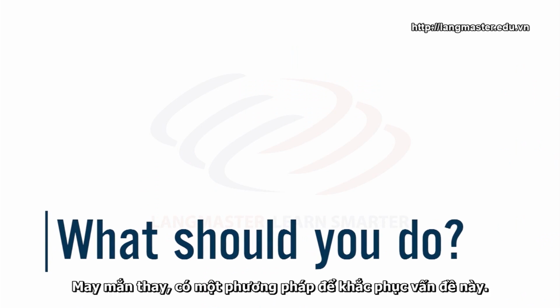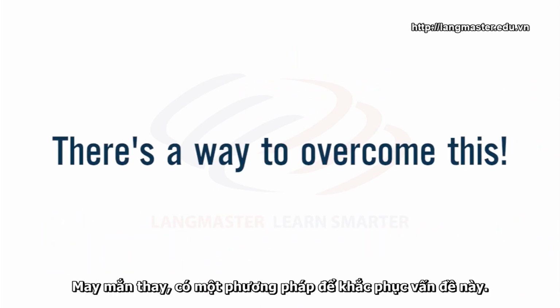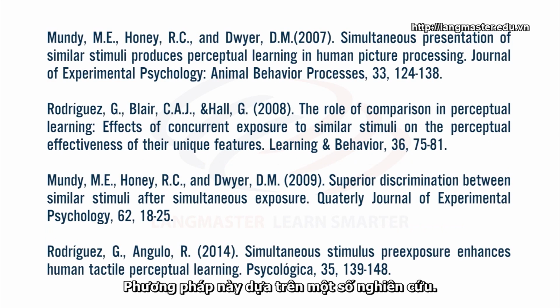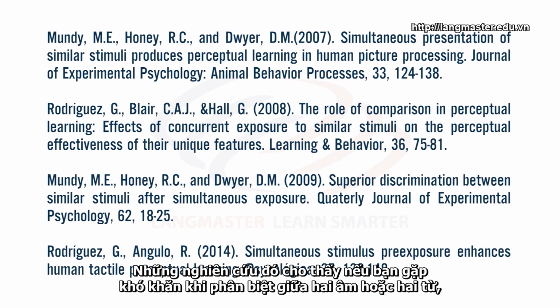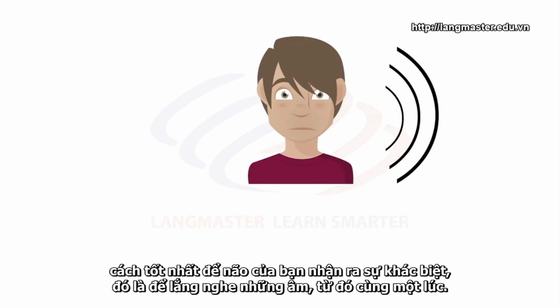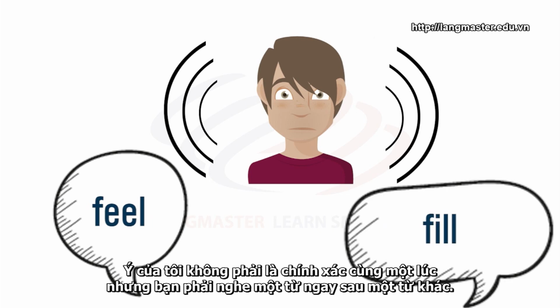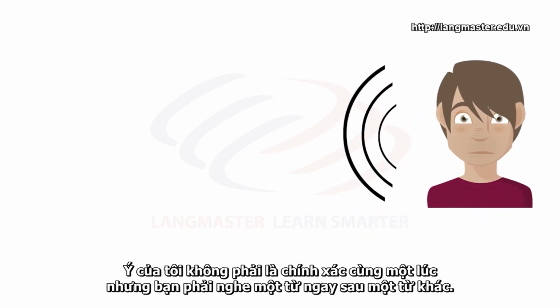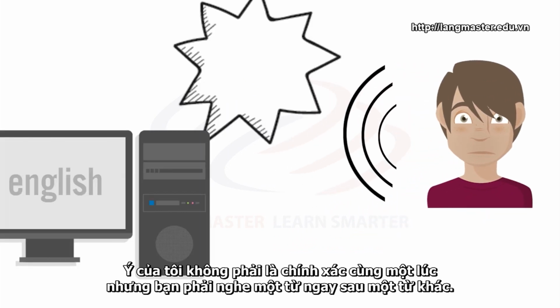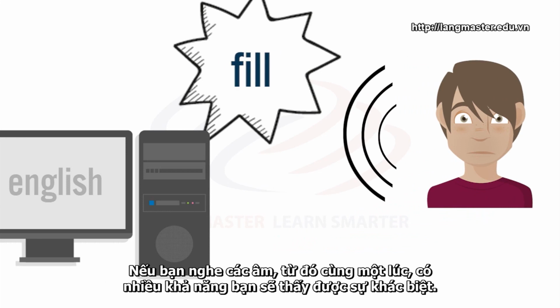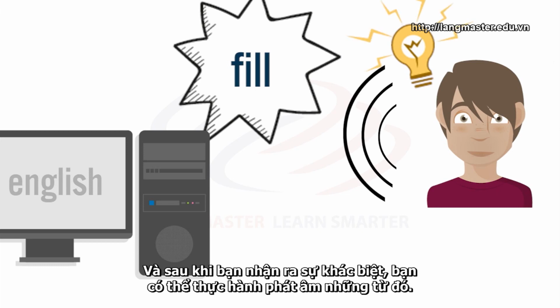So what should you do? Fortunately, there's a method for overcoming this problem. This method is based on a number of research studies. These studies suggest that if you have trouble differentiating between two sounds or two words, the best way to train your brain to recognize the difference is to listen to the words at the same time. I mean, not exactly at the same time, but you listen to one word immediately after the other. If you hear those words together, you are more likely to notice the difference. And after you've noticed the difference, you can then practice pronouncing those words.